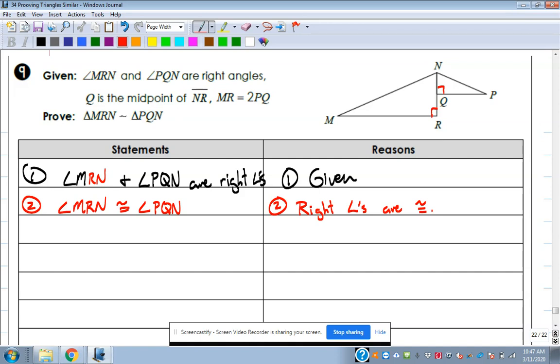So I'm going to take one of the givens and use it. So 3, I'm going to use that Q as the midpoint of NR. That was given.